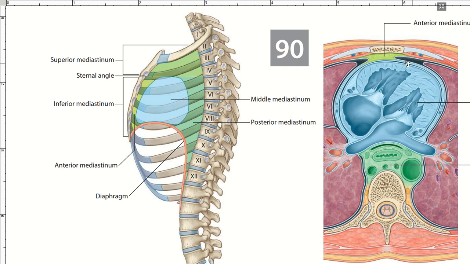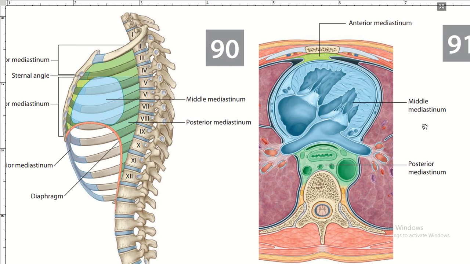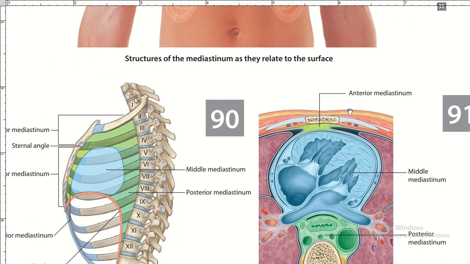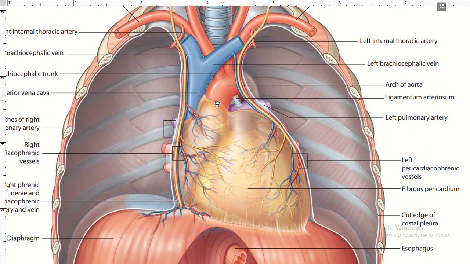Right, let's go to the middle mediastinum. This is your middle mediastinum. In it you can find the pericardium of the heart, which is the fibrous tissue that surrounds your heart, and then the heart itself. You're also going to have the great vessels of the heart: the pulmonary trunk, as well as the left and right pulmonary arteries, and the ascending aorta. Notice the arch of the aorta and the ascending aorta.